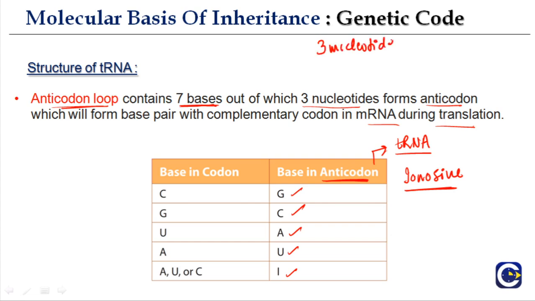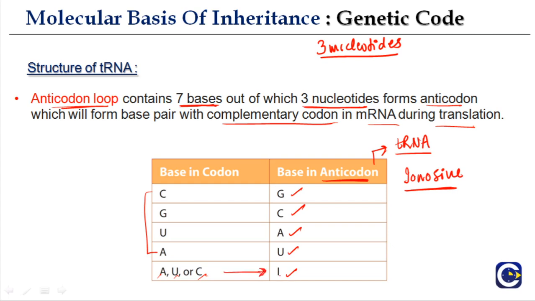Because the codon is made up of 3 nucleotides, the anticodon is also made up of 3 nucleotides, which will form base pairs with the complementary codon in mRNA. So here also the principle of complementarity is there. C pairs with G, G pairs with C, A pairs with U and U pairs with A. This we already know. In addition, A, U or C can pair with I. Only G doesn't pair with I. So this is what you have to remember.